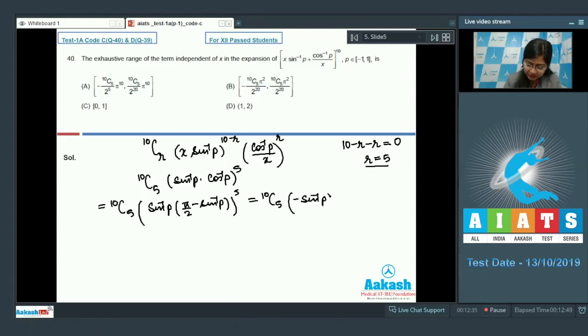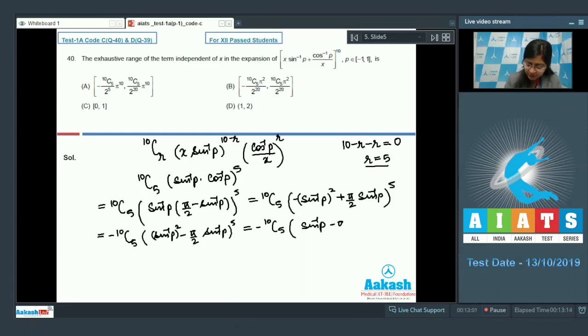(minus (sin inverse p) whole square plus pi by 2 sin inverse p) whole raised to the power 5. That is further equal to, taking minus outside, we will get ((sin inverse p) whole square minus pi by 2 sin inverse p) whole raised to the power 5. That is further equal to, making it a perfect square, ((sin inverse p minus pi by 4) whole square minus pi square by 16) whole raised to the power 5.